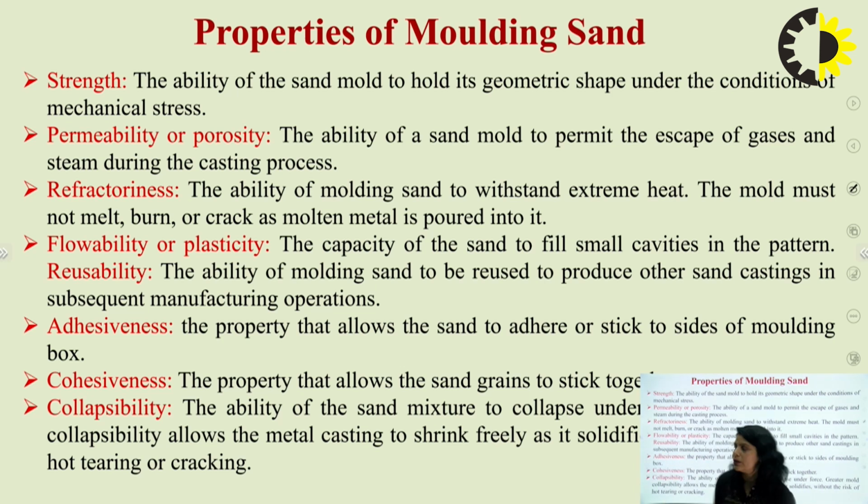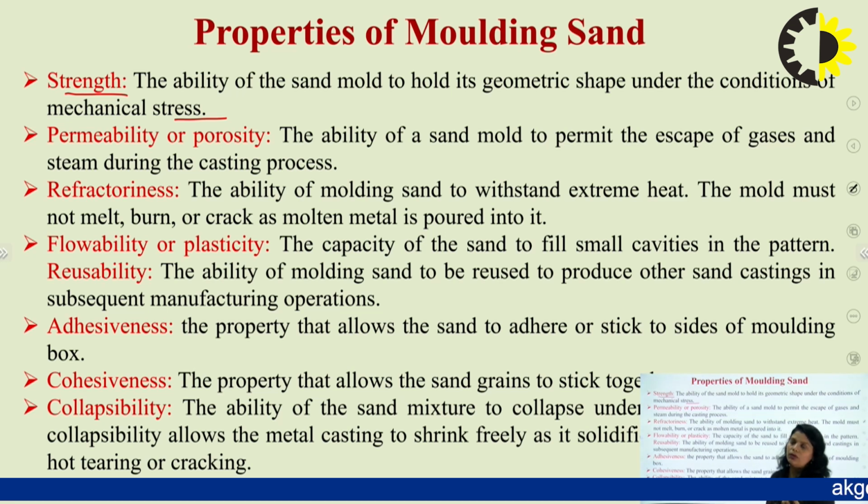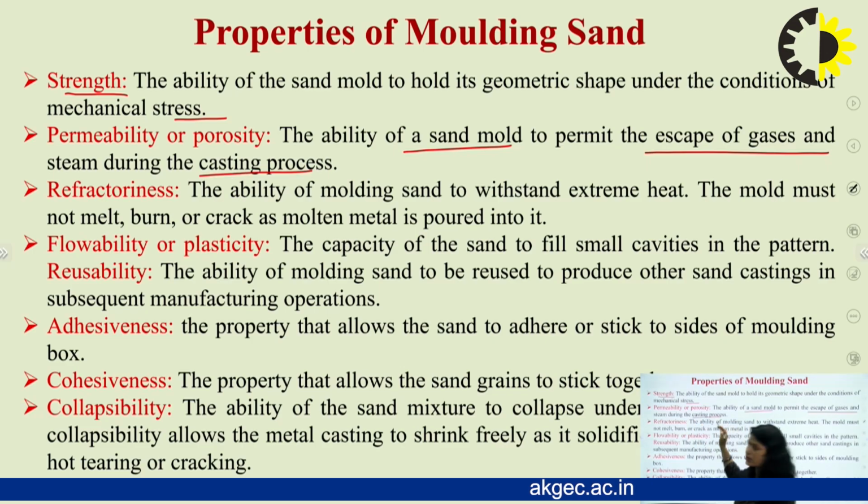What type of properties do we need? First one, it should have strength. Strength is basically the ability of the sand mold to hold its geometric shape under the condition of mechanical stresses. Then we should have the permeability or the porosity. It is the ability of a sand mold to permit the escape of gases. Otherwise, defective casting will be produced, with small holes in the casting. So it should have the ability to permit the escape of gases and steam during the casting process.